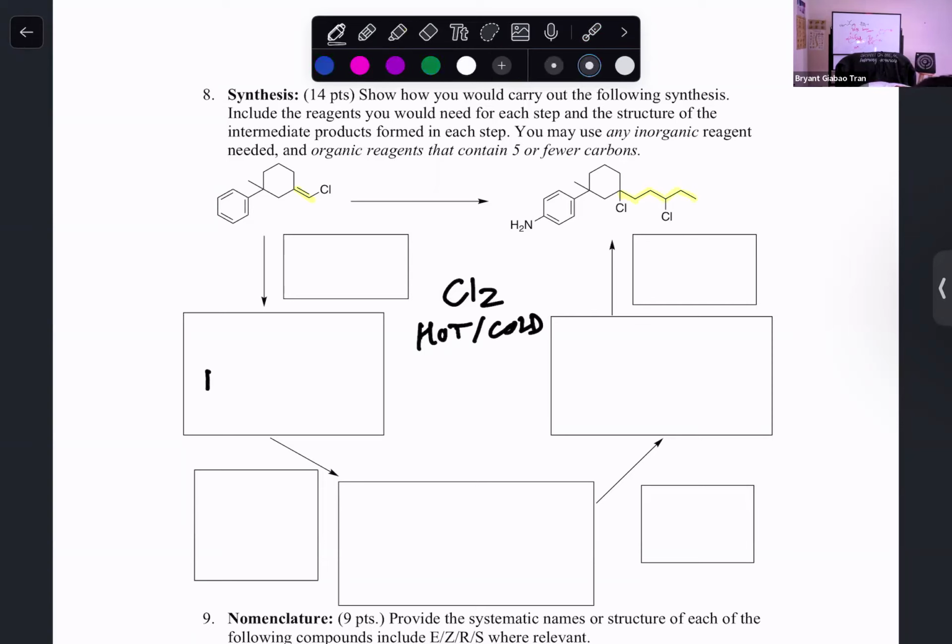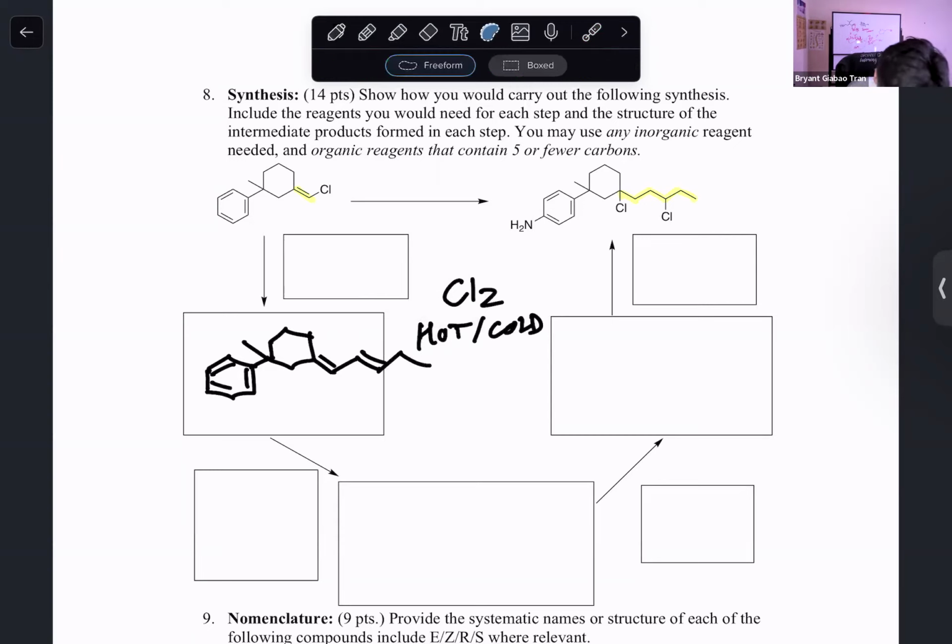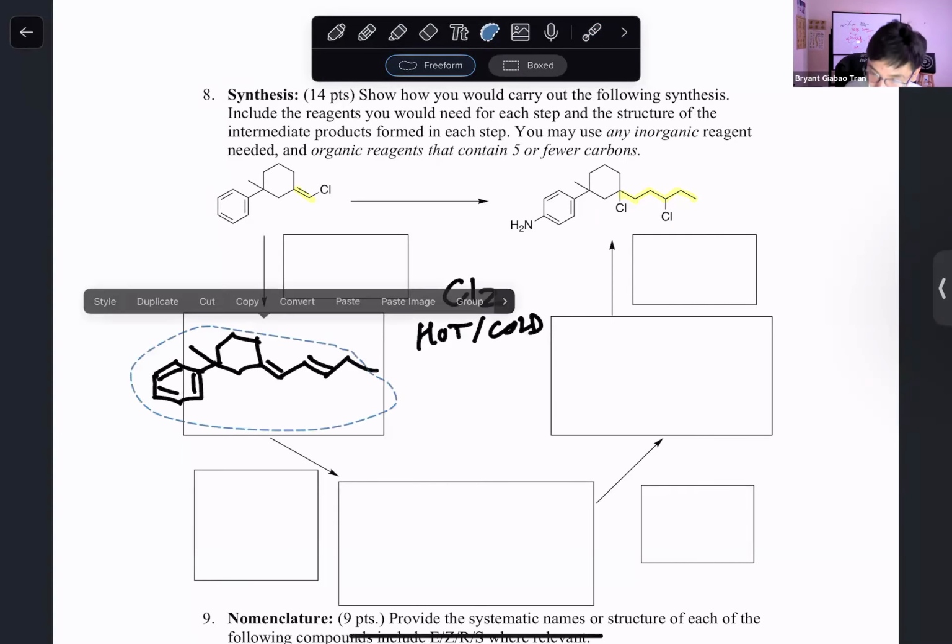To figure out what the rest is, let's highlight that portion right there. Let's say that we made a conjugated system extending this chain out like this. What reaction do you guys know that can make a conjugated system? This is the end of chapter 13, segueing into chapter 14, the Heck reaction.